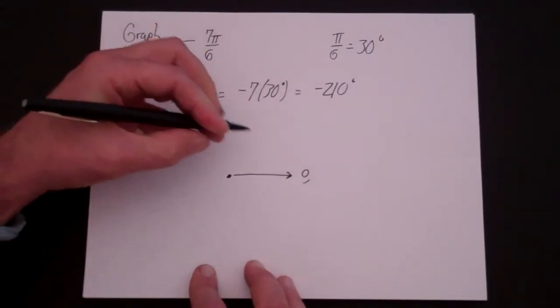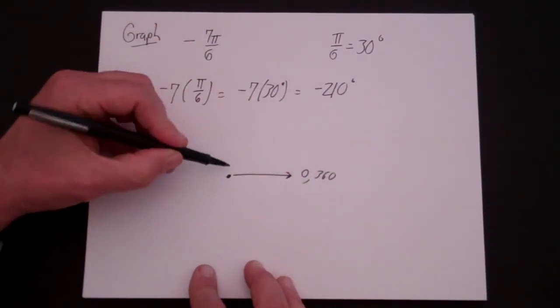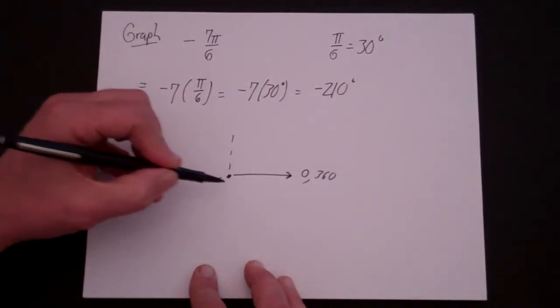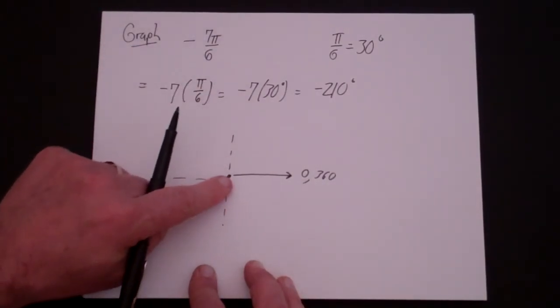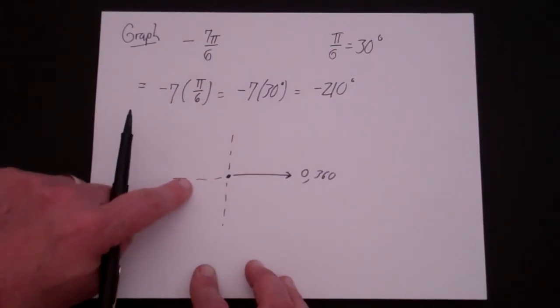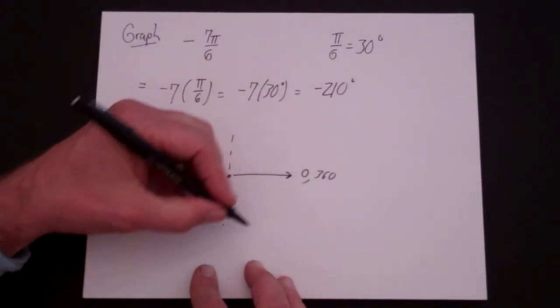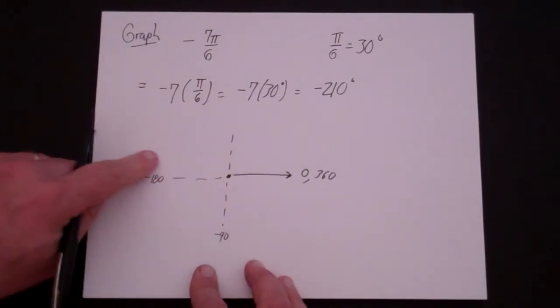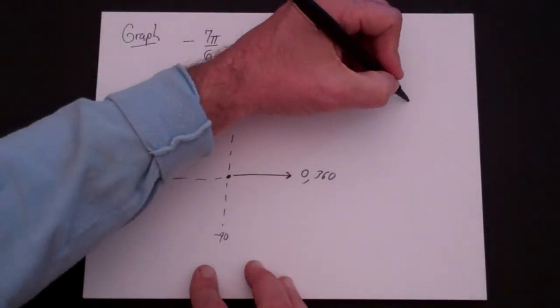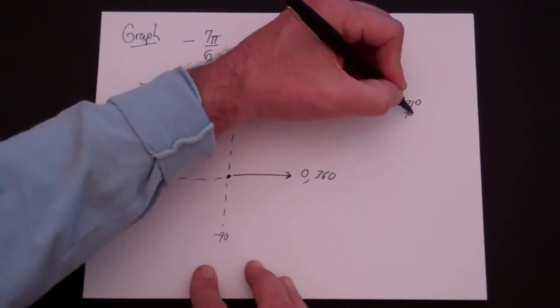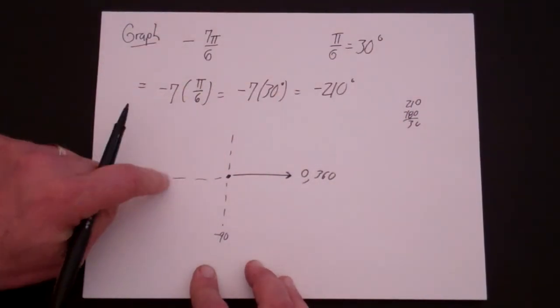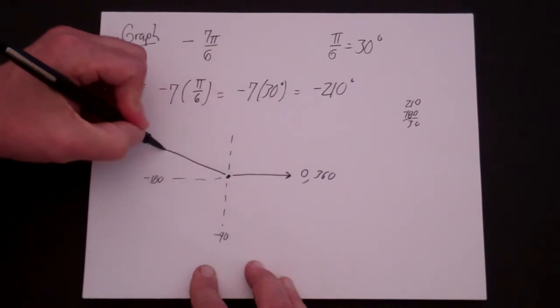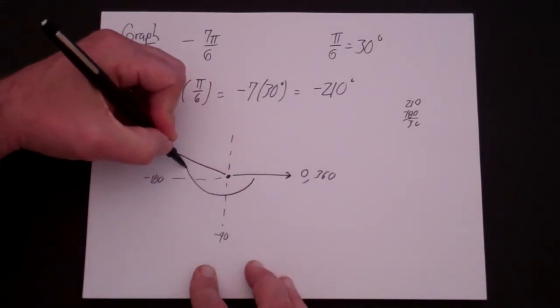There's 0, or 360. This is 90, 180, 270. So you'd think it's going to be right here, except that's if we're going positive. You know this is a negative number, so this is minus 90, minus 180. It's a little past negative 180. How much is past? Well, 210 minus 180 is 30. It's 30 past that, so it's roughly going to be there.